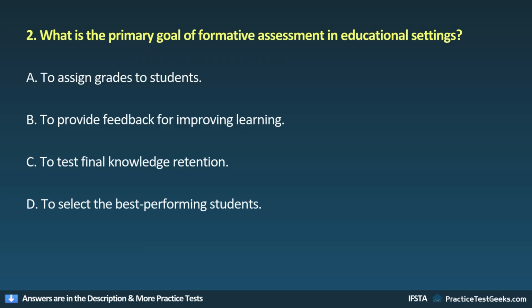2. What is the primary goal of formative assessment in educational settings? A. To assign grades to students. B. To provide feedback for improving learning. C. To test final knowledge retention. D. To select the best performing students.